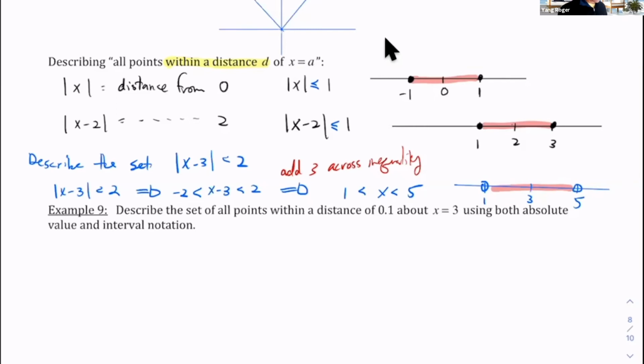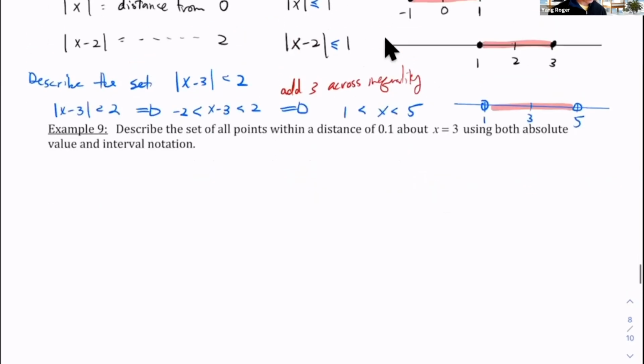So let's look at example 9. When I revise this, I need to put more room there because I talked about it more than I thought I would. It says, describe the set of all points within a distance 0.1 about x equal to 3 using both absolute value and interval notation. Okay. So how are we going to do this? Well, in general, it would look like this.